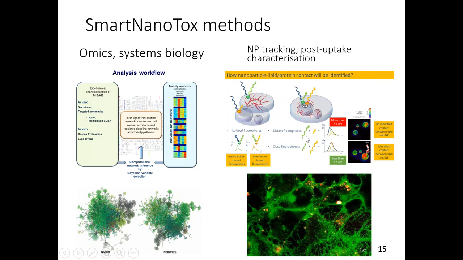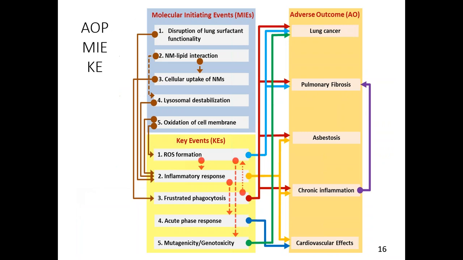Combination of fluorescent and super resolution optical techniques to identify and localize particles very precisely. So by this technique now, we see whether the particle is, for example, inside the lysosome or outside the lysosome. We have unmatched precision in these respects. And finally, what I wanted to show you is the list of the adverse outcome pathways we are addressing, like lung cancer, fibrosis, asbestosis, chronic inflammation, cardiovascular effects, and a couple more that we identified since. And you see how it works.